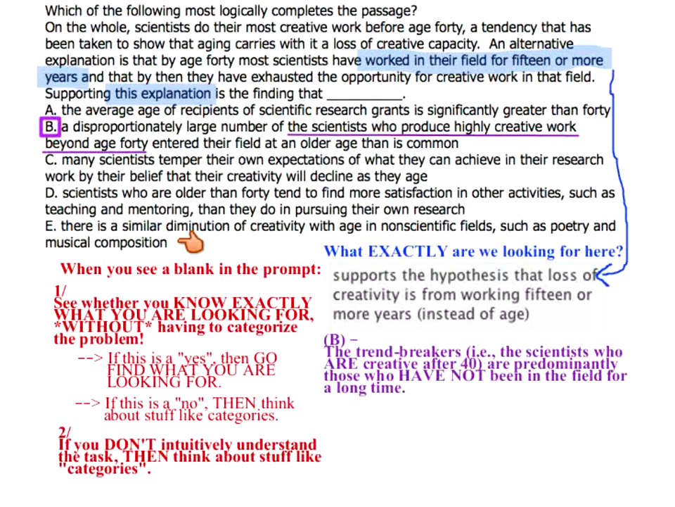And then E, we don't care because we are only concerned with scientists and not general people who are creative. And even if there were a strong connection there, E doesn't help to resolve the issue between these two things. Because even with poets and musicians, you could have both explanations. You could have maybe musicians are naturally less creative after 40, but also maybe musicians who have been musicians for too long are not creative anymore.